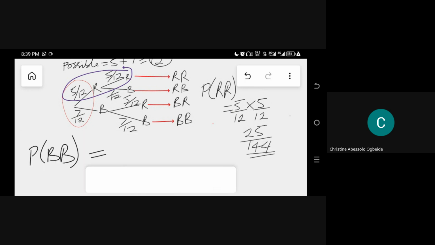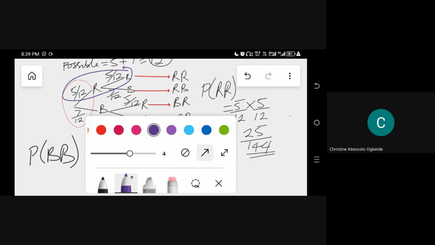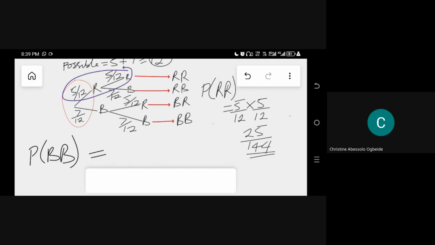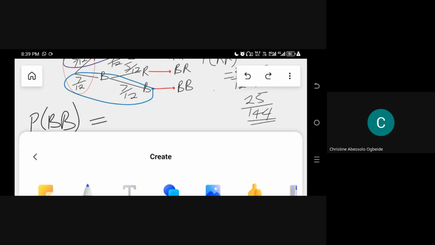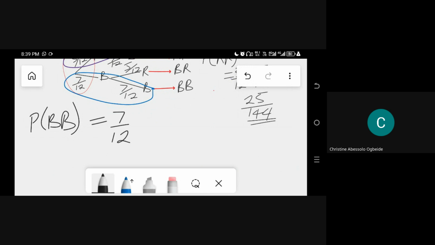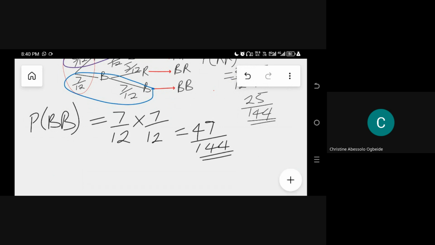Okay, the probability that they are both blue balls. Let's use another color. Both blue balls, you can obviously see here that this is blue and blue, the part circled in blue there. The probability that they are both blue balls, BB, that's the first one is blue, the second one is blue as well. So that's 7/12 times 7/12, and that should be 49/144. That's the probability that they are both blue balls.